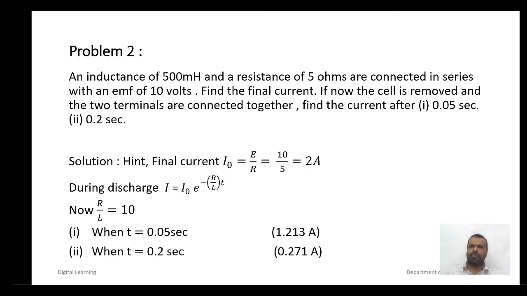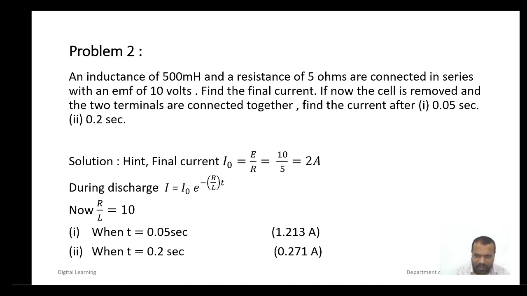Problem 2. An inductance of 500 millihenry and a resistance of 5 ohms are connected in series with an EMF of 10 volts. Find the final current. If now the cell is removed and the two terminals are connected together, find the current after 0.05 seconds and after 0.2 seconds.